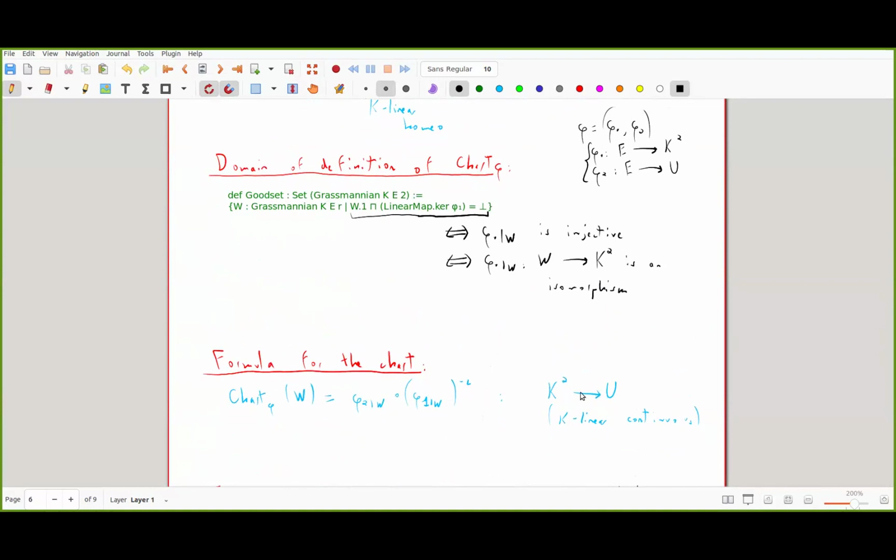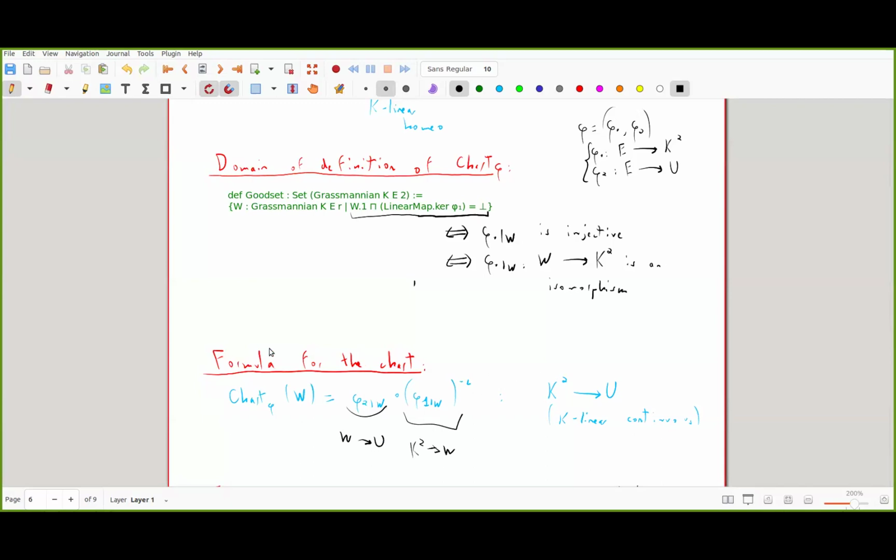This is a continuous linear map from K squared to W, and you compose it by this one that goes from W to U. So it's a continuous linear map from K squared to U. And if you want to think of the two column vectors from before, those are the images of the canonical basis of K squared. But it's nicer to think about continuous linear maps, I think. Okay? And if you want to show that something is a homeomorphism, you need to show that its inverse is continuous. So we need a formula for the inverse of the chart.